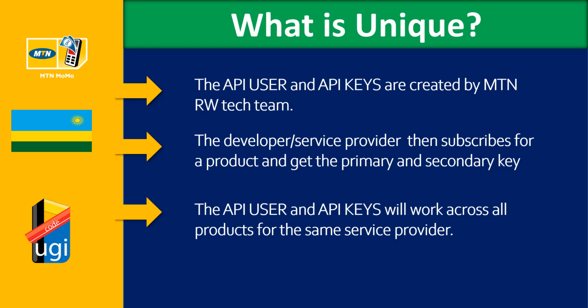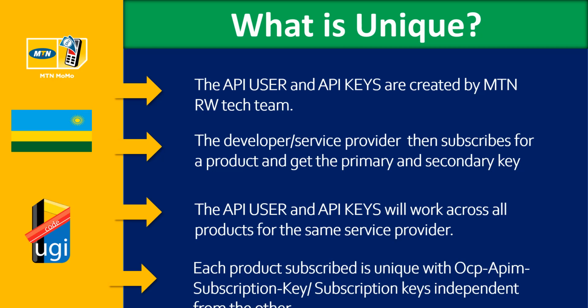Then the API user and API keys will work across all products for the same service provider, meaning the API keys and API users belong to a service provider. Now, whatever they subscribe for, that is collection, disbursement, and remittance, they will be using the same API user and API keys. Now, each product subscribed for is unique. It has its own OCP APIM key, which is independent from another.